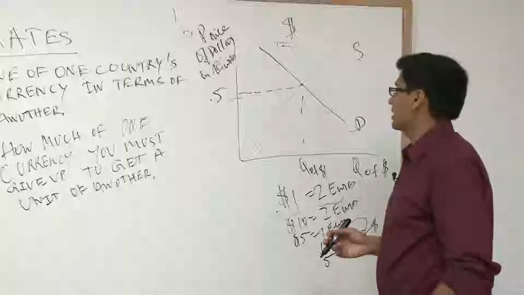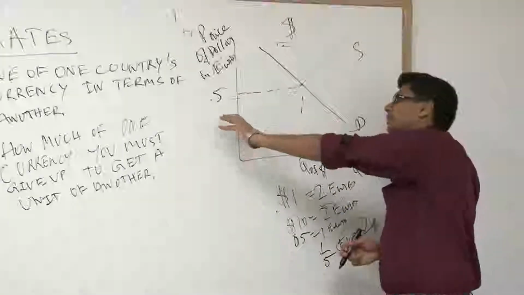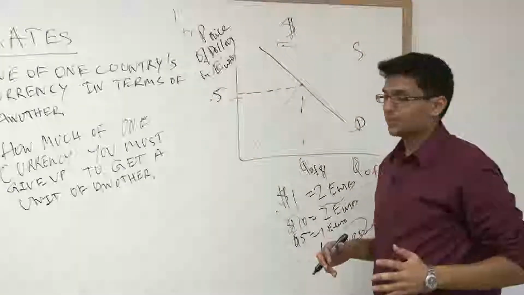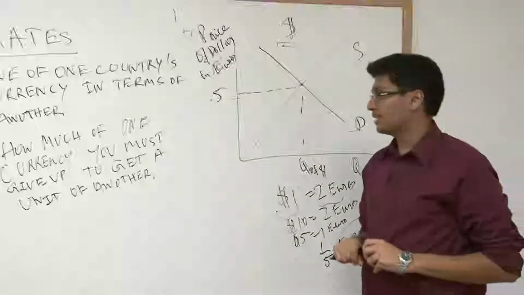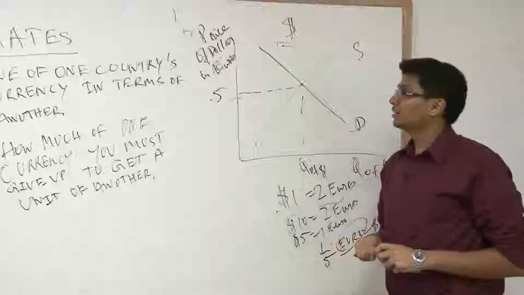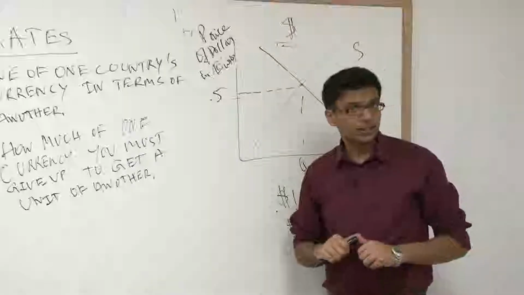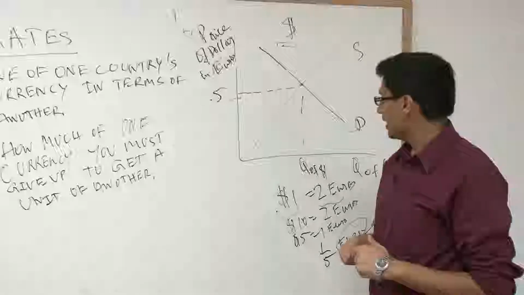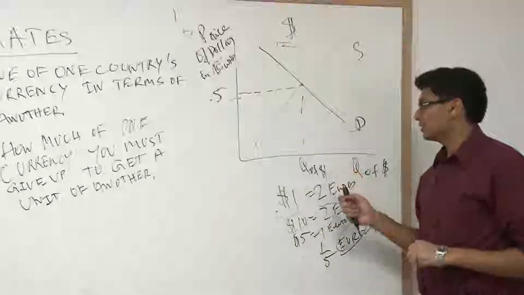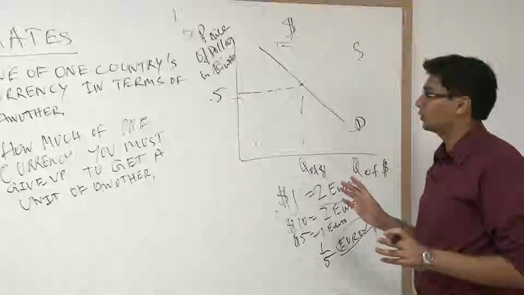And we gave you guys an example. We said this equilibrium creates, we made this up, a price of a dollar in terms of euros of 0.5. That means that basically for every $2 you get 1 euro. Just flipping the 1/2 gets you that answer. So this is the simple and straightforward homework question.